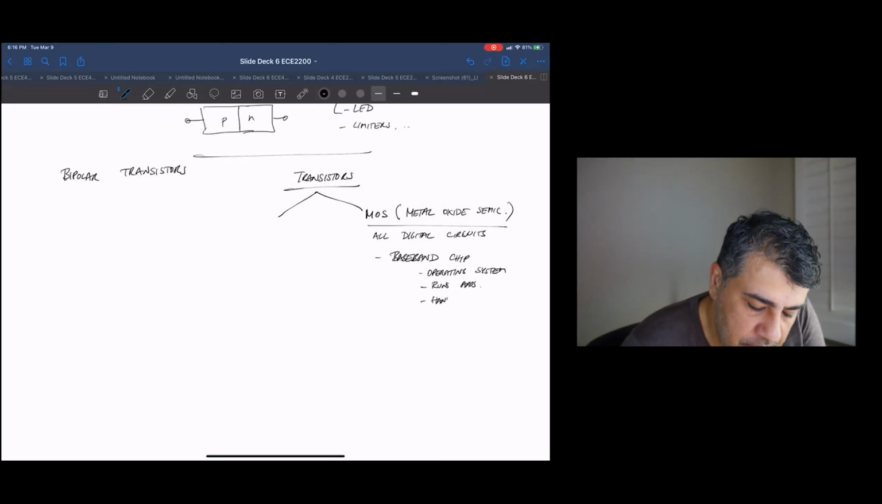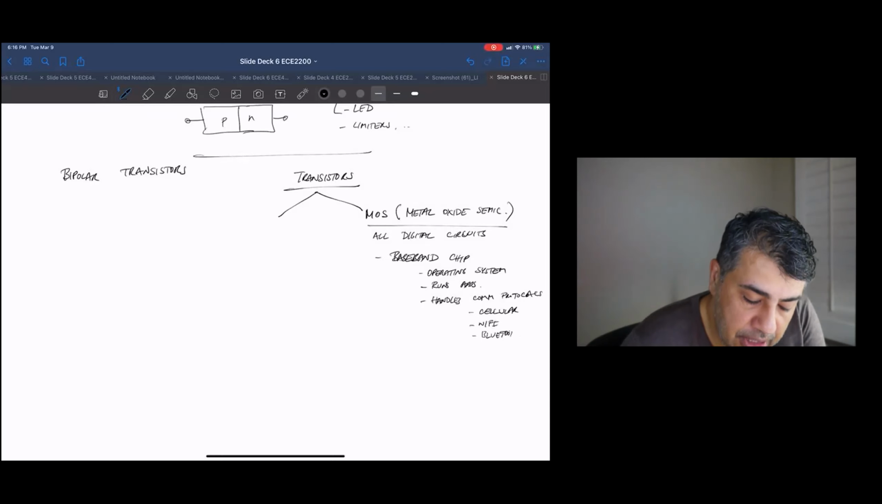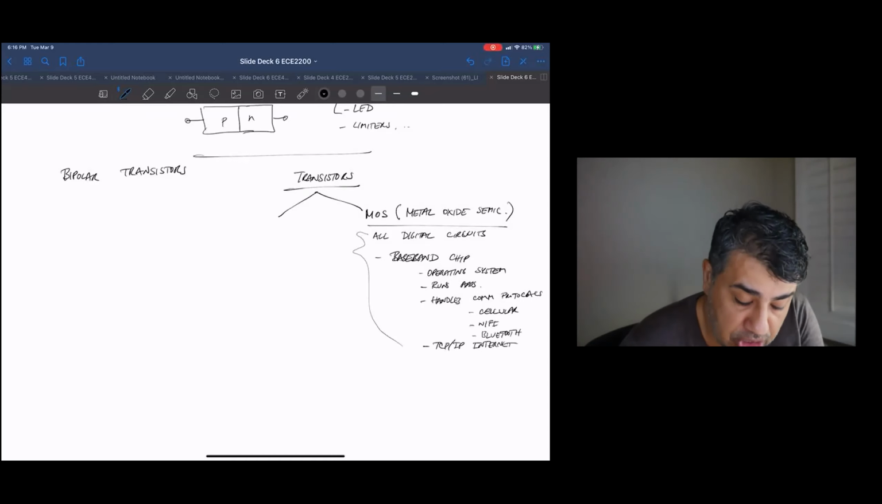sort of handles the COM protocols, just the cellular communication itself, Wi-Fi, Bluetooth. There's all the digital back end of this stuff, just running TCP/IP, internet, you know, the works. So it's basically all the digital stuff; you'll see basically all the chips. If you're a chip designer, you'll be doing MOS transistors, okay?